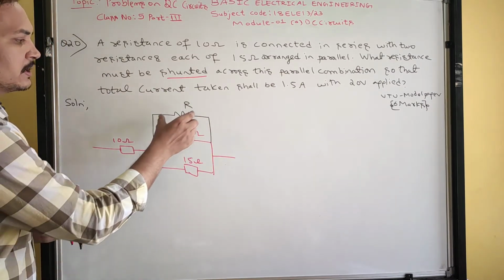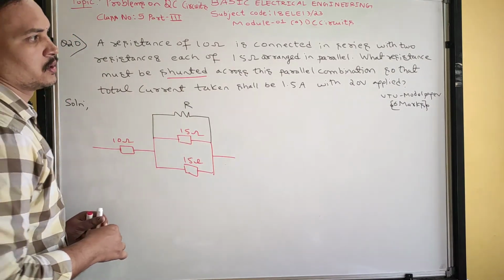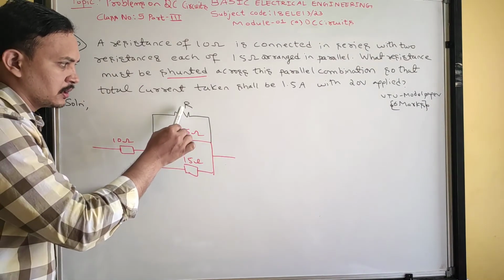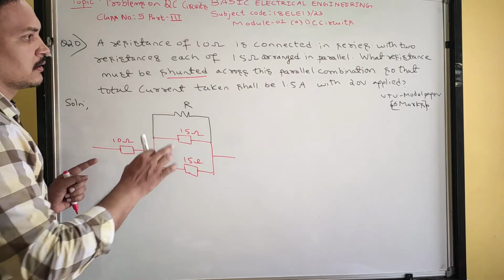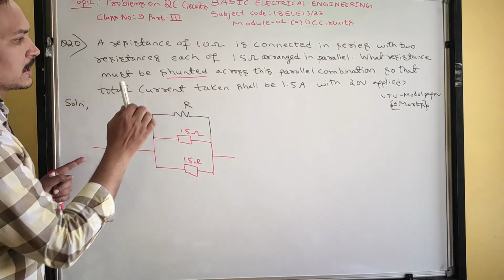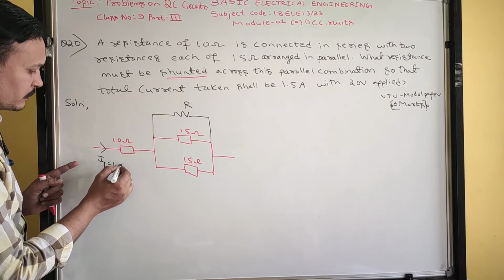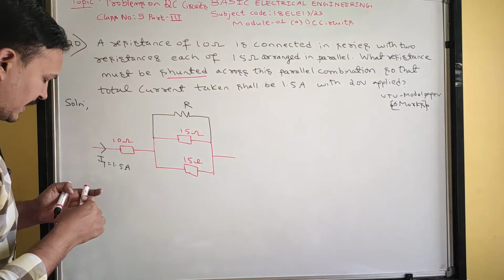You are connecting one additional resistance across this parallel combination, so that as soon as you connect this unknown resistance across the parallel combination, the total current taken shall be 1.5 ampere. Now the total current should become 1.5 ampere with the 20 volt applied.